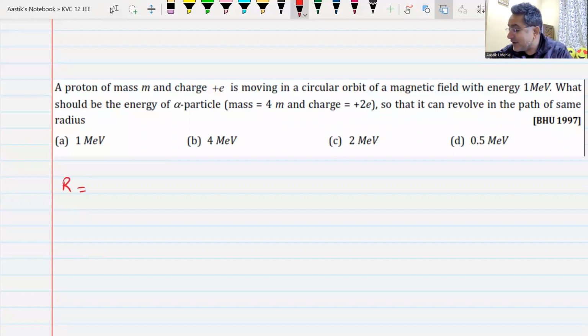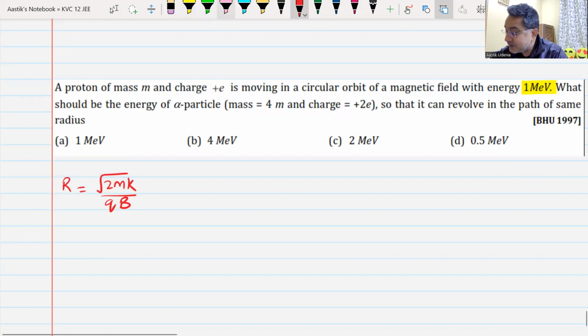R. They have the same energy. You're talking about energy. R is equal to that revolutionary formula, root 2mK by qb. Now you must understand what all things are the same here and what all things are different. 2 is the same. The magnetic field is the same. Only these two things are the same. So I can say the kinetic energy or the energy.